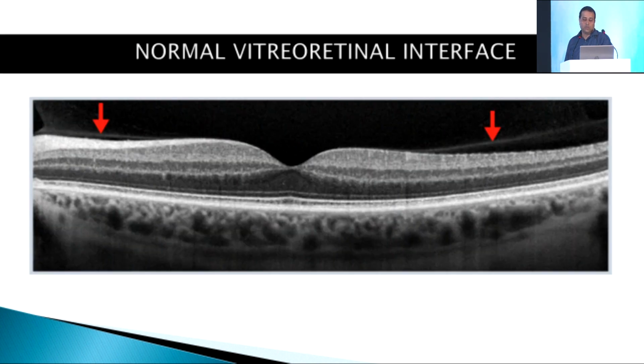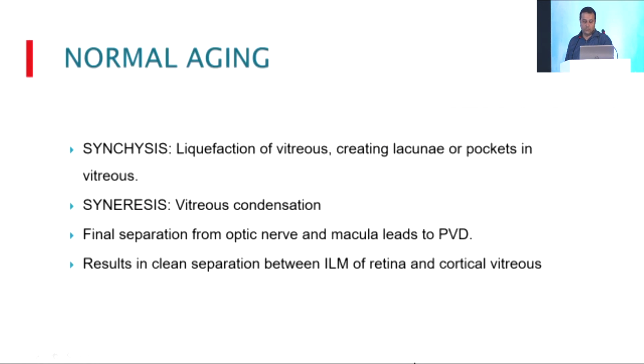So this is a normal vitreoretinal interface. In this picture, you can see the vitreous is attached. The fovea is normal in contour.